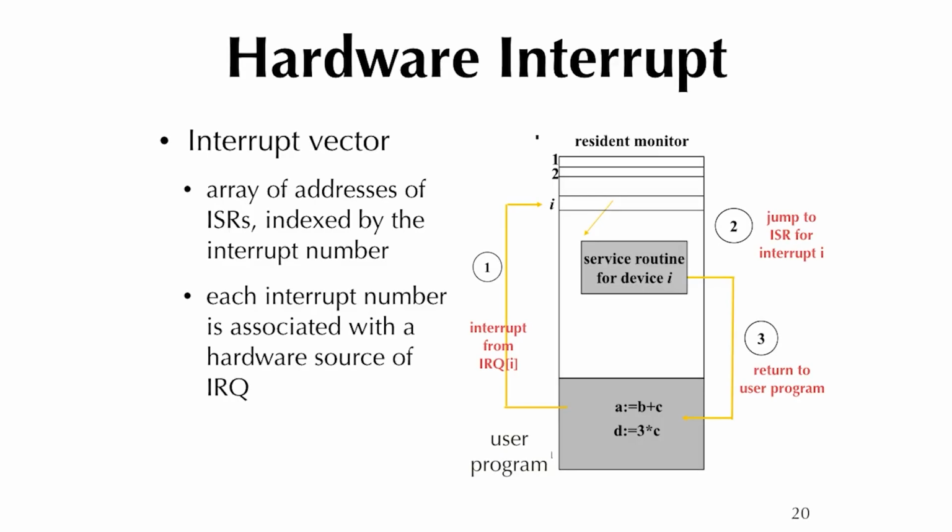Okay, let's continue with interrupts. So we talked about hardware interrupts, and we'll review the hardware interrupt concept first before going to software. Now, there is a concept called interrupt vector, sometimes called interrupt vector table. So interrupt vector is a table of addresses. What kind of addresses? Well, addresses to interrupt service routines.